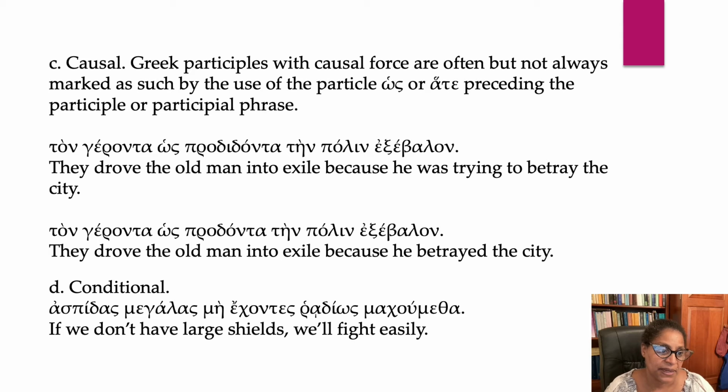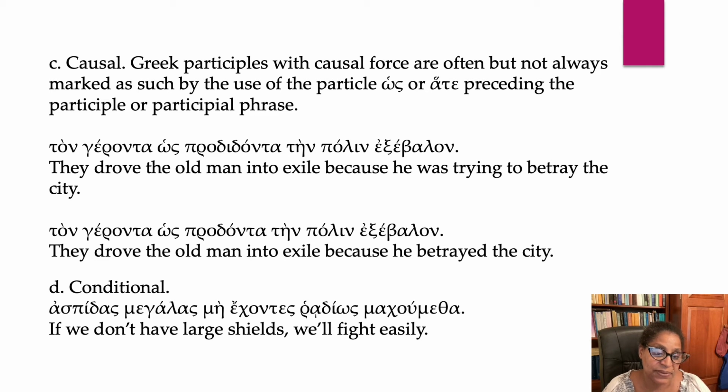And the next one, using the aorist participle: ta geronta hos prodonta tein polin exebalon. So they drove the old man into exile because he betrayed the city. Again, I want to emphasize that in these causal or subordinate clauses, or any subordinate clause, the verb that the participle represents is translated as if it were the finite form of that verb. Okay, so let's move on to conditional.